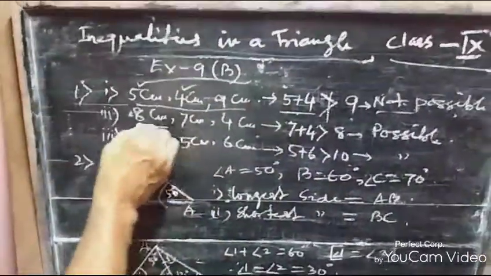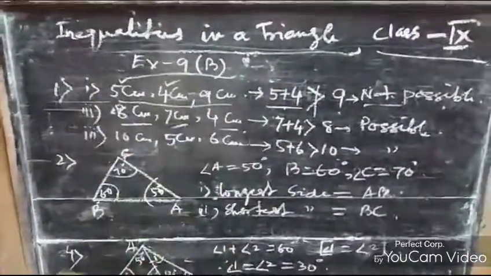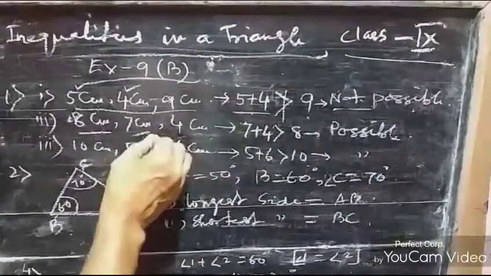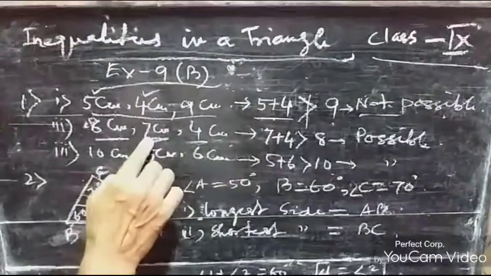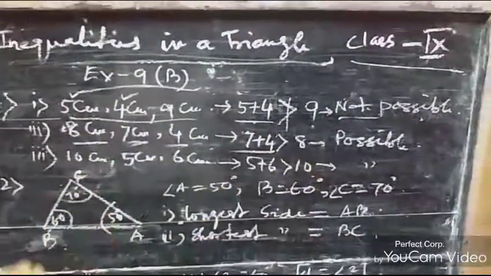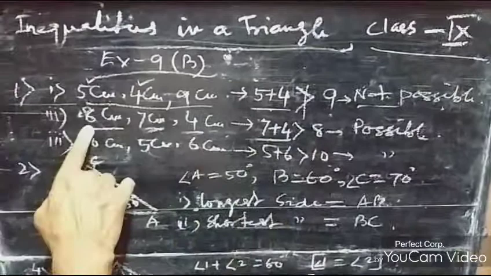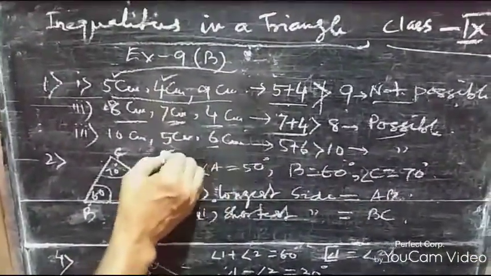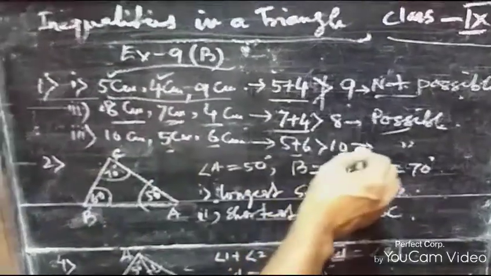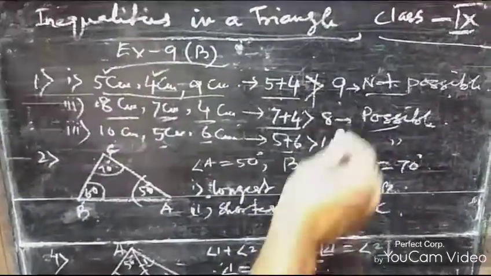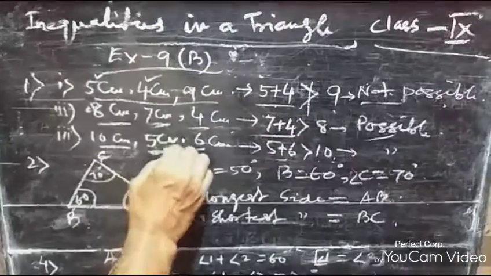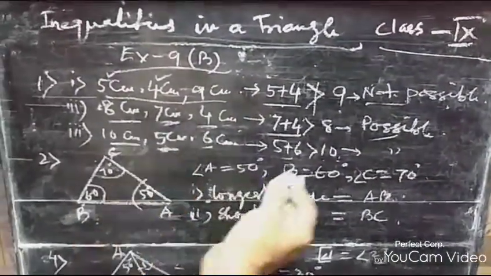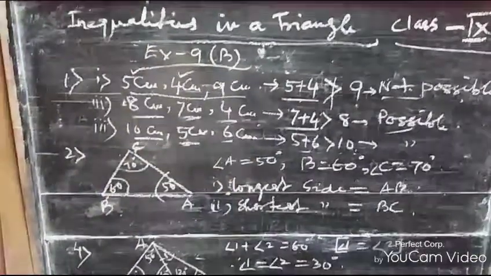In this way, 8 cm, 7 cm and 4 cm are given. The two least sides are 7 and 4. The sum of these two, 7 and 4, is greater than 8. So it is possible. Here it is also the same, 5 plus 6 is greater than 10. So it is also possible to draw a triangle with these side lengths. In this way you can solve the rest of the problems.